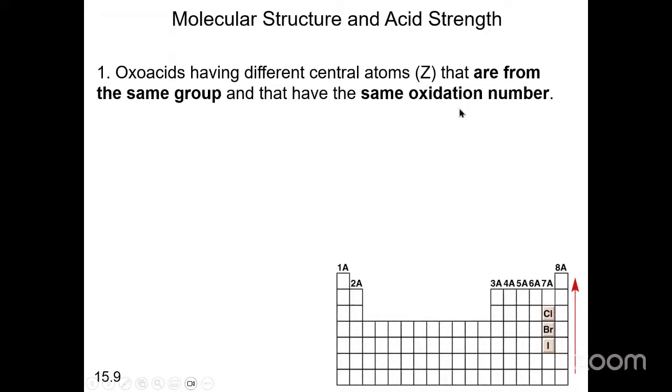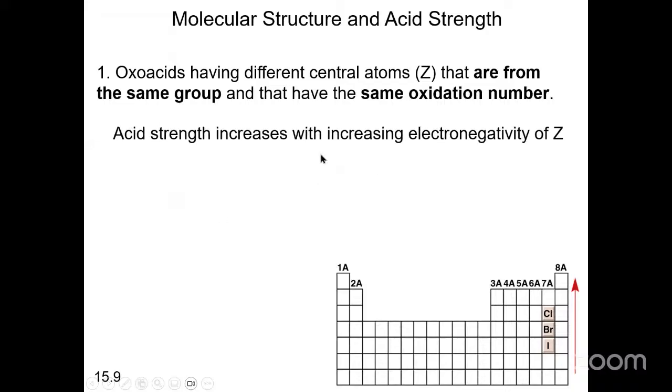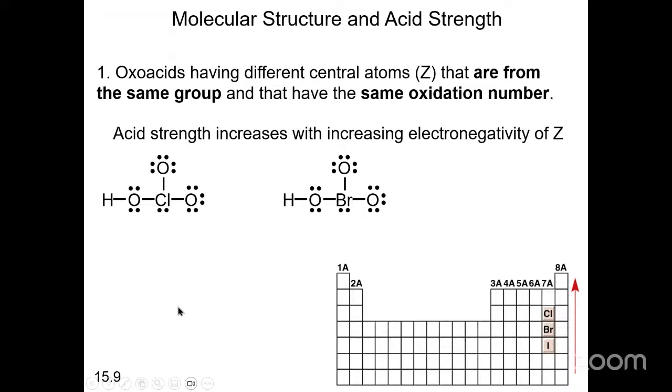So let's take into account the group that the Z would belong to, if they have the same oxidation number. So basically what you're going to find in this case is that the acid strength would increase with increasing electronegativity of Z. So if Z is equal to iodine, chlorine, or bromine, what you'll find is that, everything else being the same, the acid containing chlorine would have a higher acidity.